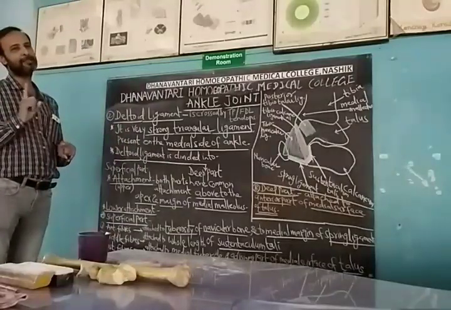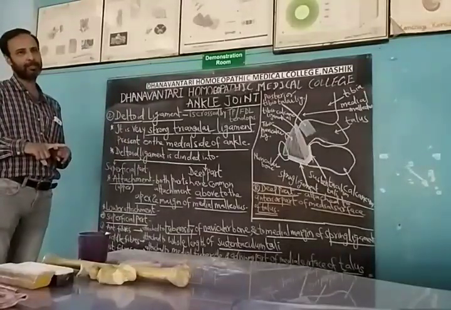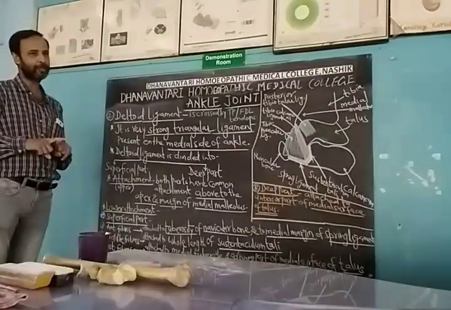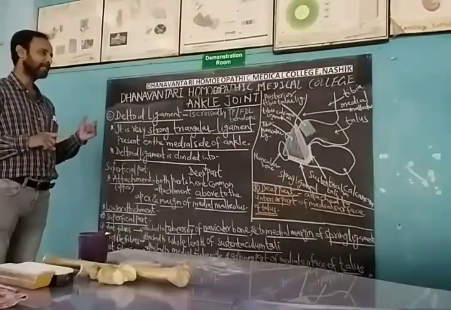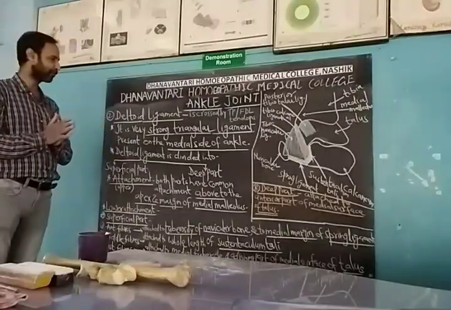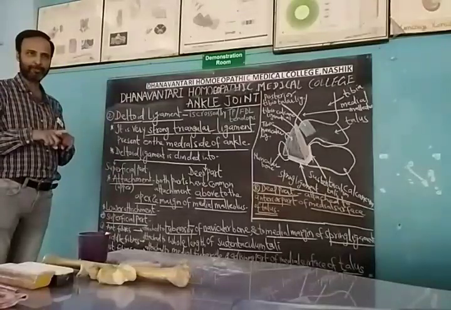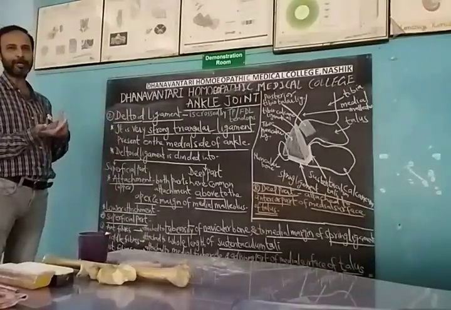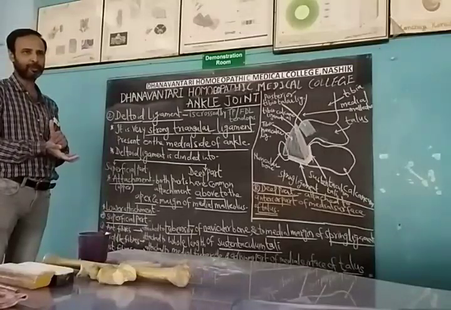So this ligament is a very strong medial ligament, also called the deltoid ligament. Second, it is present on the medial side of the ankle joint. It is triangular in shape. Then it is divided into two parts, superficial and deep.